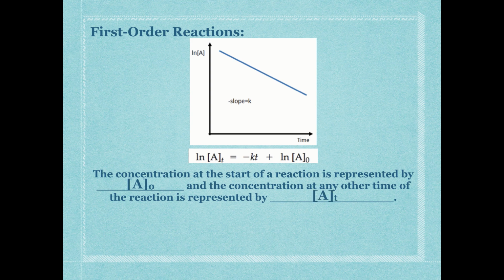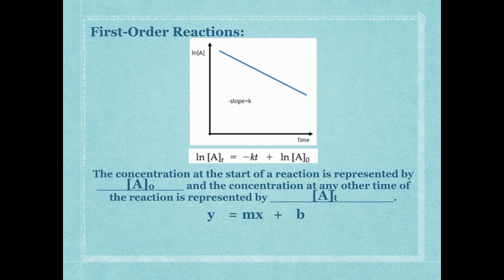Your other unknowns: natural log of [A]t is your concentration after a given amount of time. Your k, remember, is your rate constant. t stands for your time, and [A]0, remember, is your initial concentration. If you notice, this is a linear equation, so that tells me that ln of [A]t would be my y, my negative kt would be my mx, and the natural log of [A]0 is going to be my y-intercept.